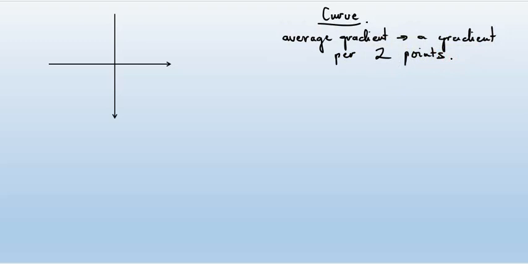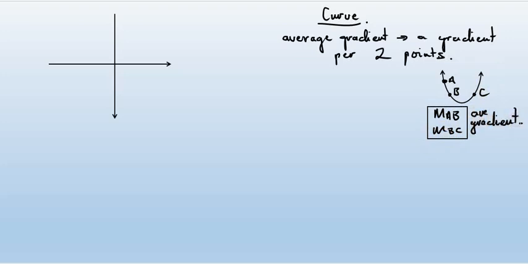Average gradient means out of the curve you would use 2 points. Just put a simple curve here. And I have 2 points A, I have B, I have perhaps a C here. Any gradient I have between A and B, or any gradient, let's say B and C, all of these will be considered average gradient. That's what we mean.